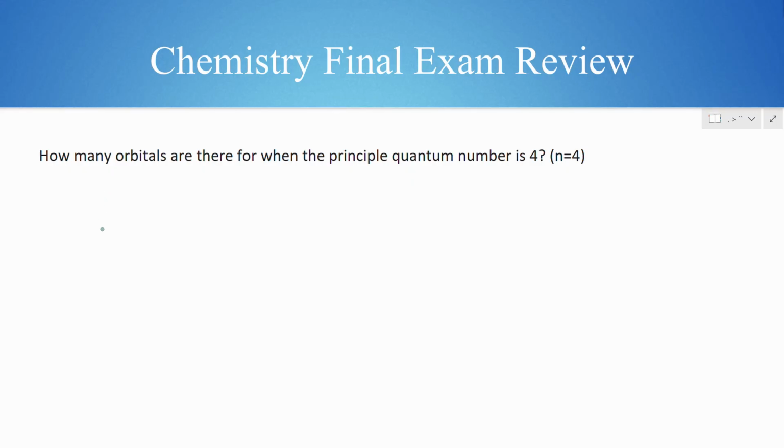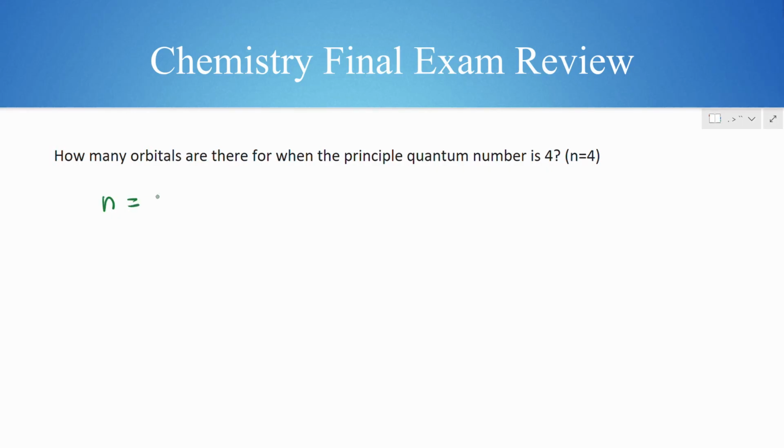How many orbitals are there when the principal quantum number is 4, or n equals 4? For this, we need to remember our knowledge on quantum numbers. So we have n equals 4. We need to find our L value, and we also need to find the m sub L values, and how many m sub L values there are for each L. We know that L values are allowed to be 0 up to n minus 1. So they have a max of n minus 1. In this case, it's going to be 0, 1, 2, and 3. This is the max number because 4 minus 1 is just 3.